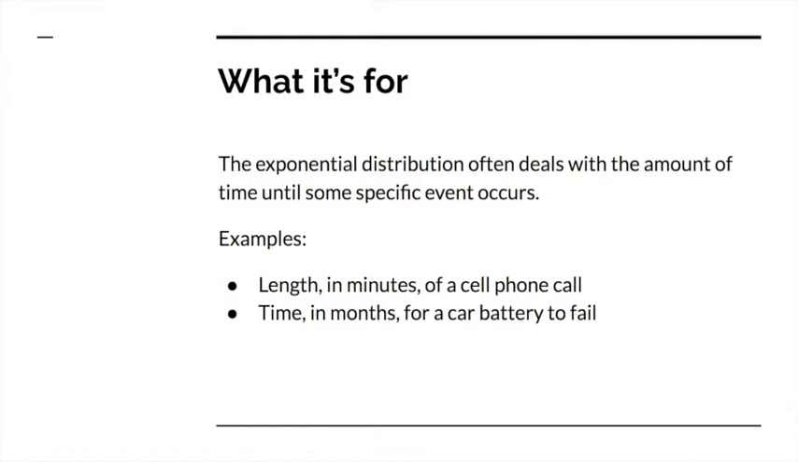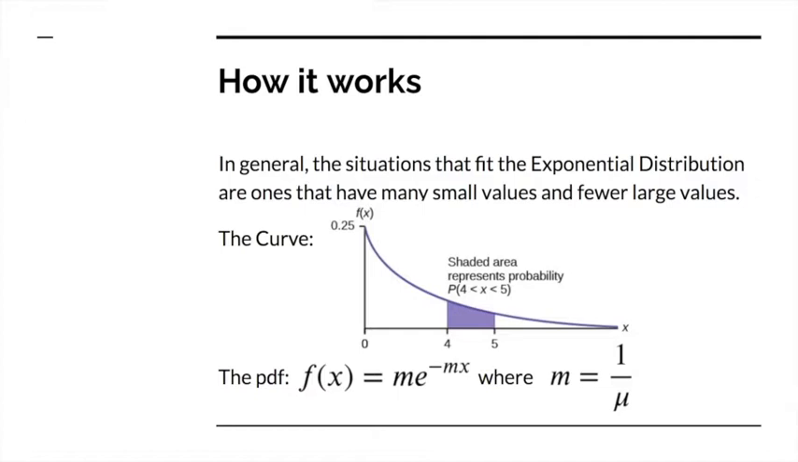So maybe you have a car battery that fails pretty frequently in the first 24 months, but then they don't tend to last as long, so it's less likely that a car battery would last 70 months or something like that. So situations where you're just more likely to have lower values than higher values will sometimes fit an exponential distribution. So the curve for an exponential looks like this.